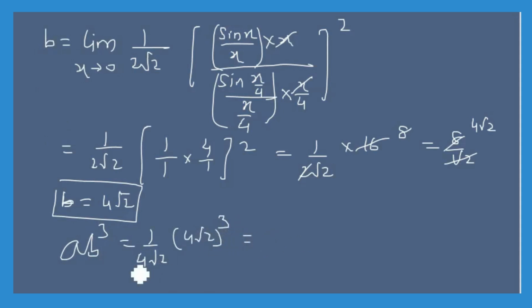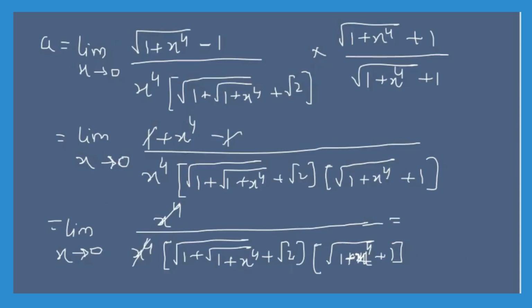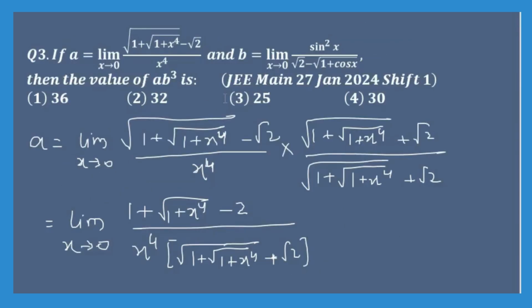So we can just cancel one of these. This becomes 4 root 2 the whole square, that is 16 into 2. 16 into 2 is 32. If we see the options, the correct option is 32. So the second option is the correct option.